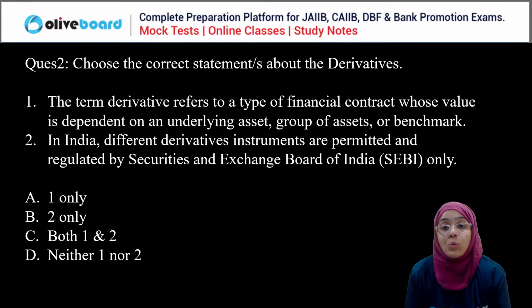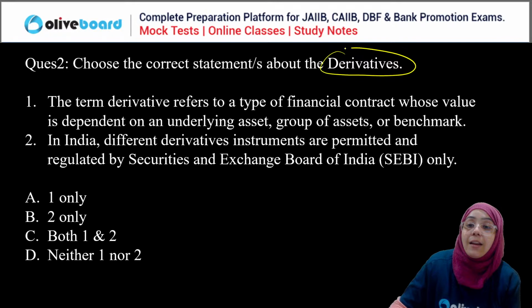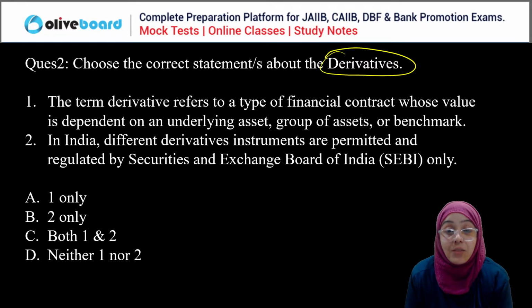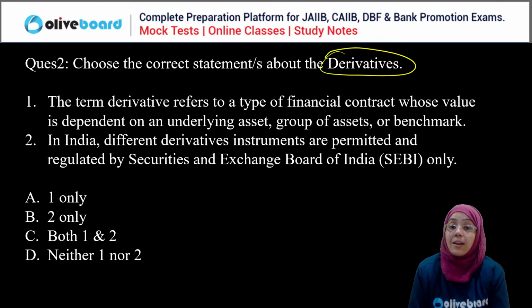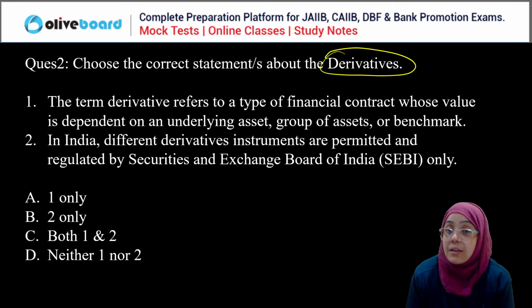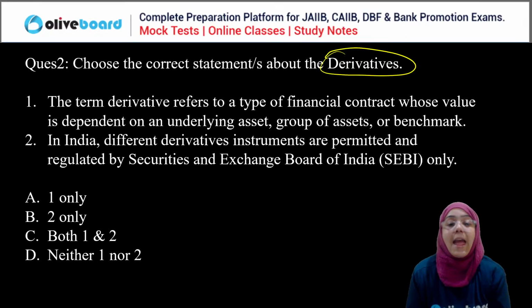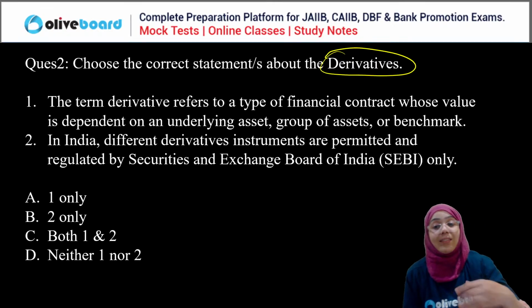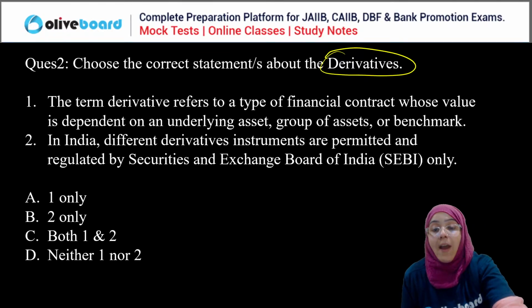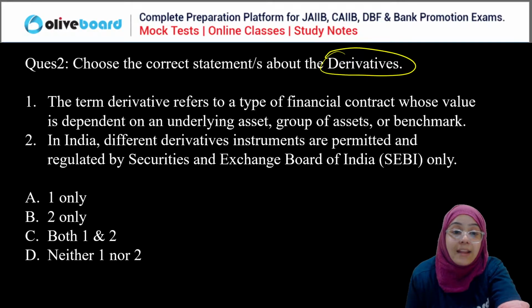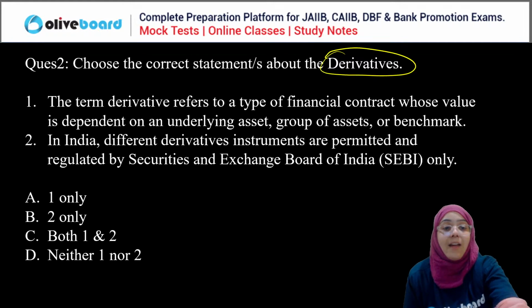Now we have to choose the correct statement regarding derivatives. The term derivative refers to a type of contract whose value is dependent on an underlying asset, group of assets or benchmark. In India, different derivative instruments are permitted and regulated by SEBI, the Securities and Exchange Board of India. So you have to choose the correct statement regarding derivatives. So the correct answer is what? Everyone, please answer this question.